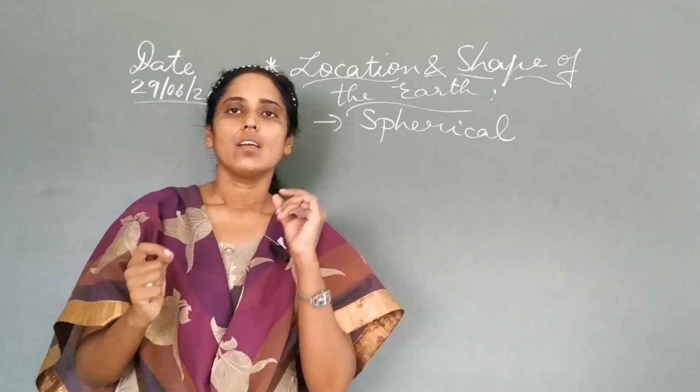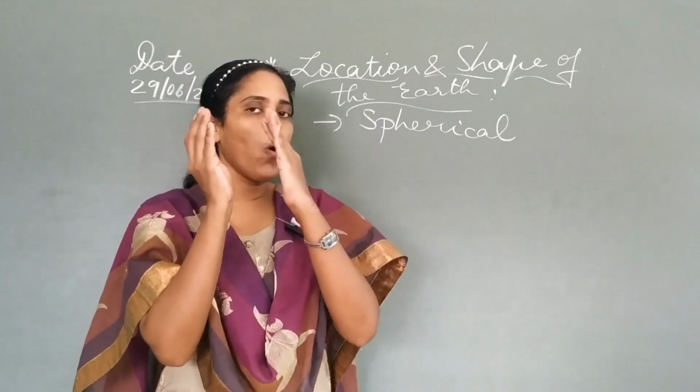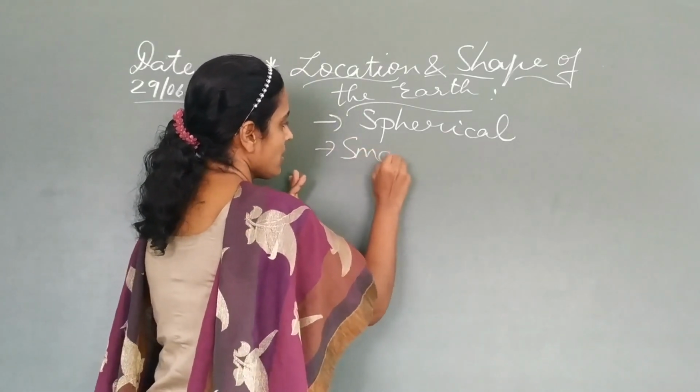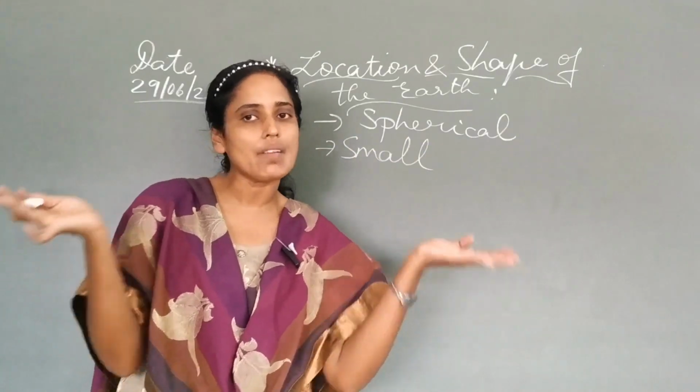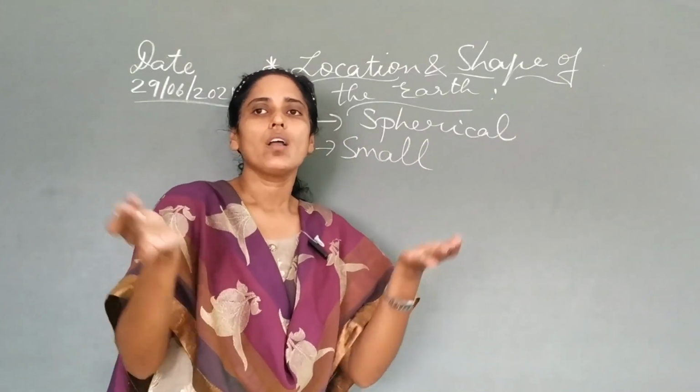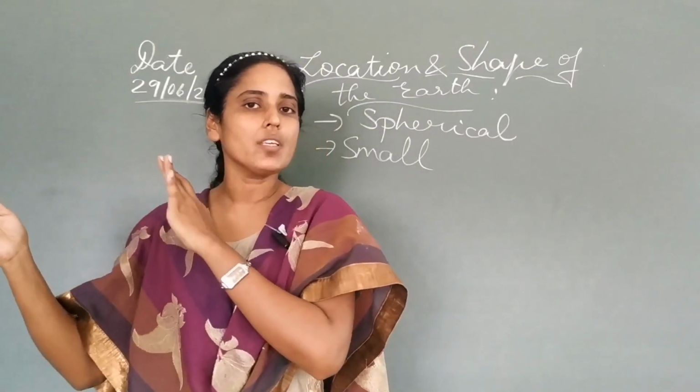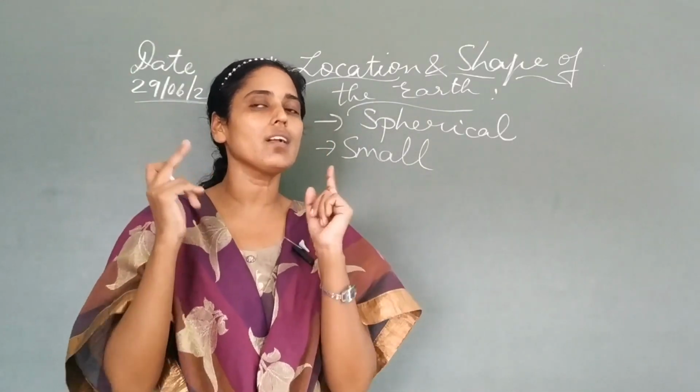Okay, and we live only in a small area of this earth. We live in a very small part of this earth. See students, we are not occupying the whole earth. We are living in one specific area. So we can't see the other part of the earth. Why? Because of this spherical shape.